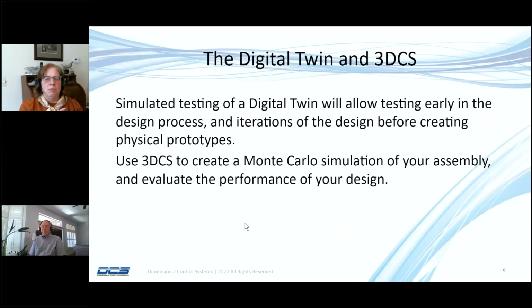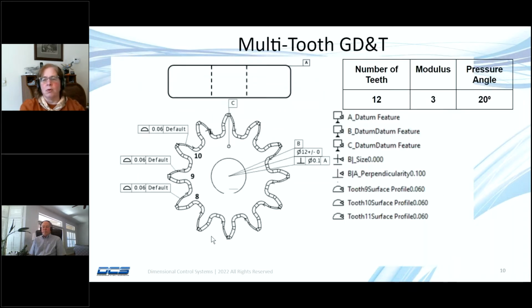All right, now we've been talking about the digital twin. Simulated testing of your CAD, your digital twin of the parts you're going to create, is going to allow you to test early in the design process and possibly do a couple of iterations of your design before creating those physical prototypes. So 3DCS will allow you to do a Monte Carlo simulation of your gear assembly and evaluate the performance of your design before anybody cuts any metal or molds plastic or whatever.